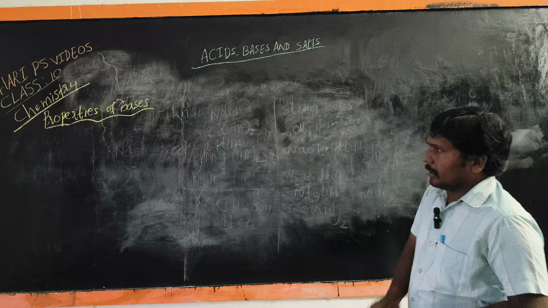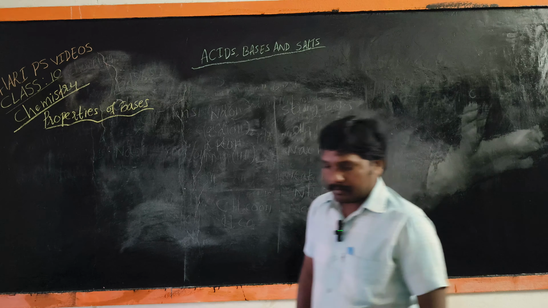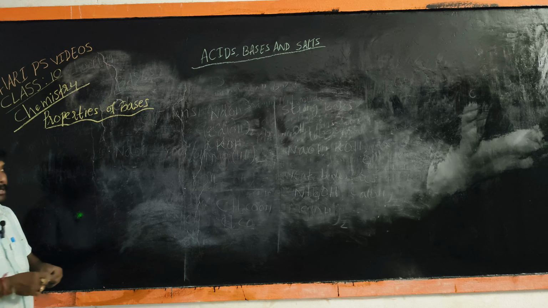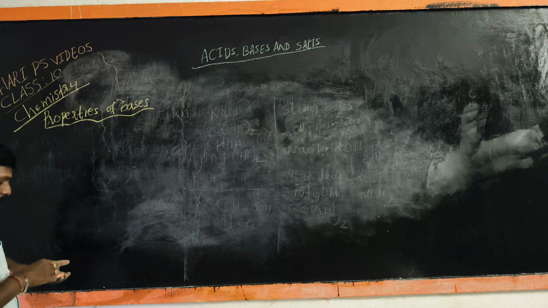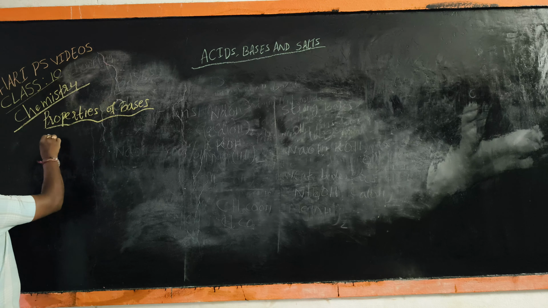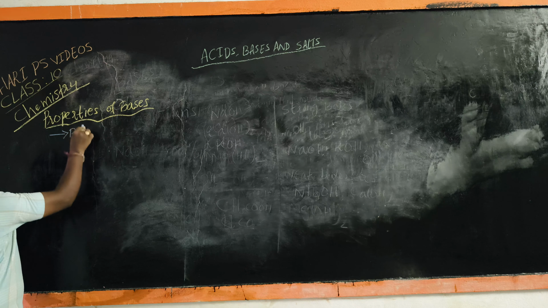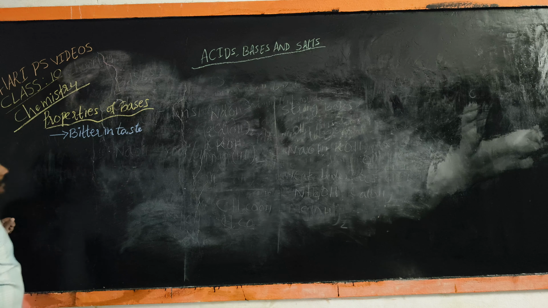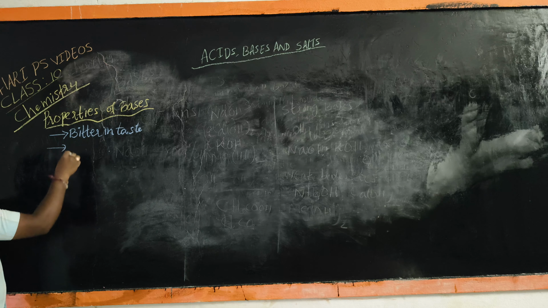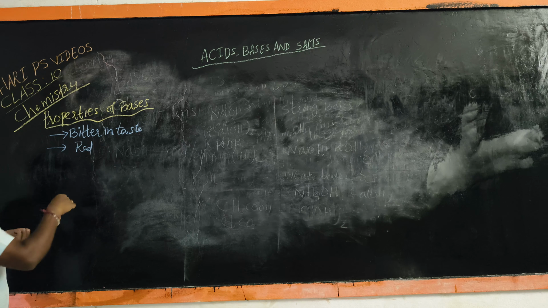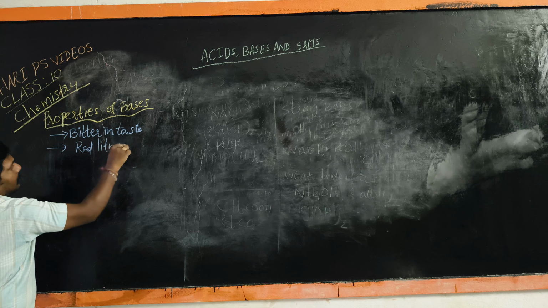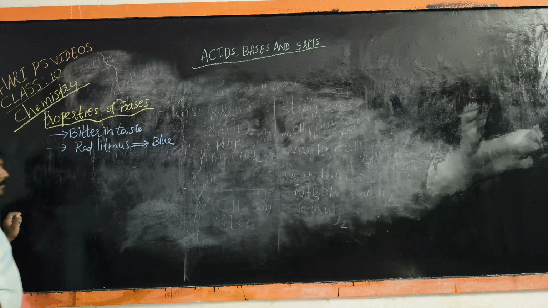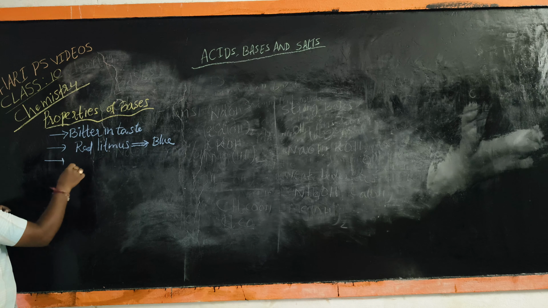Let us discuss our topic, properties of bases: physical properties and chemical properties. We all know bases are bitter in taste. And red litmus turns into blue litmus. Red litmus changes into blue litmus.